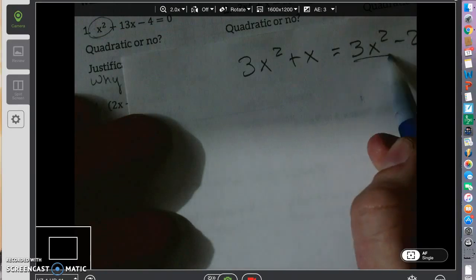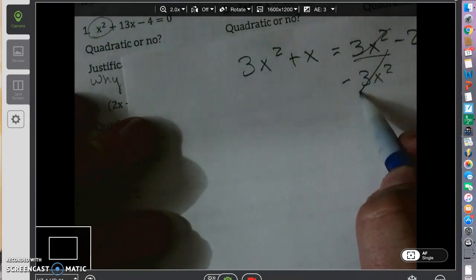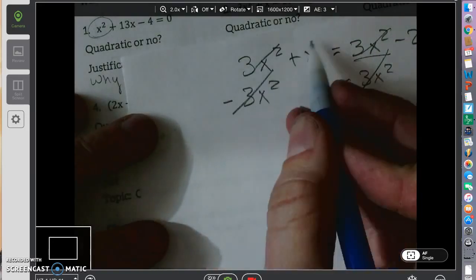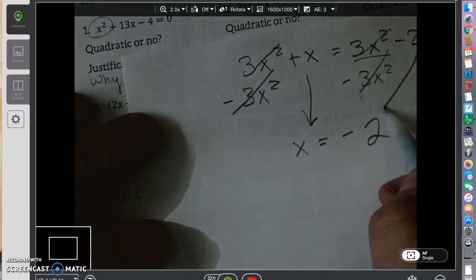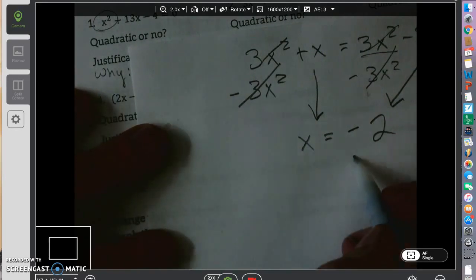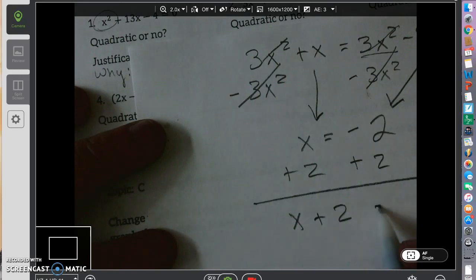Again, we want to bring this to this side. So I'm going to subtract 3x squared. That cancels that out. Then I subtract 3x squared, that cancels that out. So you're left with x equals minus 2, because you bring that down. Again, you want to have all the numbers and letters on the same side. So you add 2, you're left with x plus 2 equals 0.